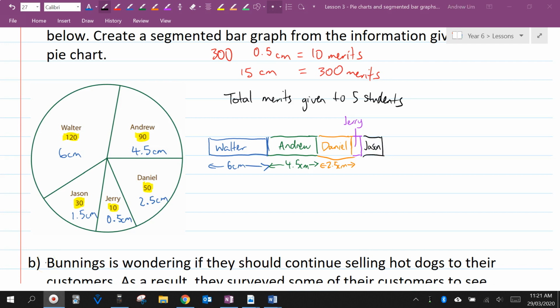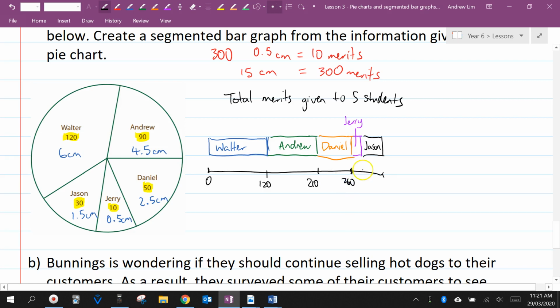Okay, so after you've done that, it's best to put in how many merits they actually did get. So here's 0. I'm just going to put these ones in, 120. 120 plus 90 is 210, because this is the total number of merits, right? 210 plus that 50 is 260. Plus the 10 that Jerry got is 270. Plus the 30 that Jason got is 300.